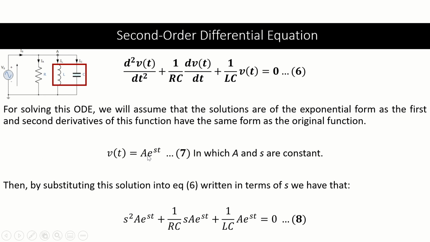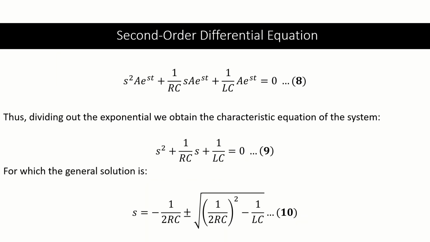Therefore, v of t equals A times the exponential of s times t, in which both A and s are constants. Then, by substituting this solution into equation number 6, which describes the behavior of the system, in terms of s, we have equation number 8. However, if we divide out the exponential in equation number 8, it is possible to obtain the characteristic equation for the system given by equation number 9, for which the general solution is included and described by equation number 10.